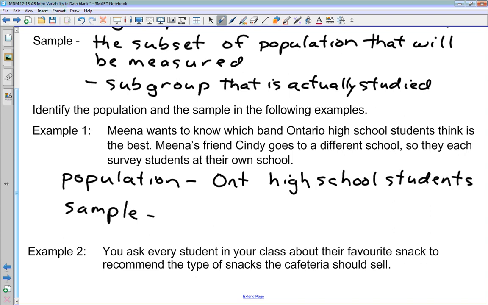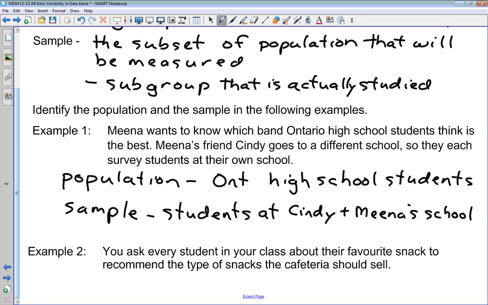Now they've decided that it's not possible for them to ask every possible Ontario high school student what band they actually like, so they are choosing a sample here. So what is the sample that they have chosen? Students at Cindy and Mina's schools. Now, it doesn't say which students at those schools. It's just told us that they have surveyed some of those students at those schools.